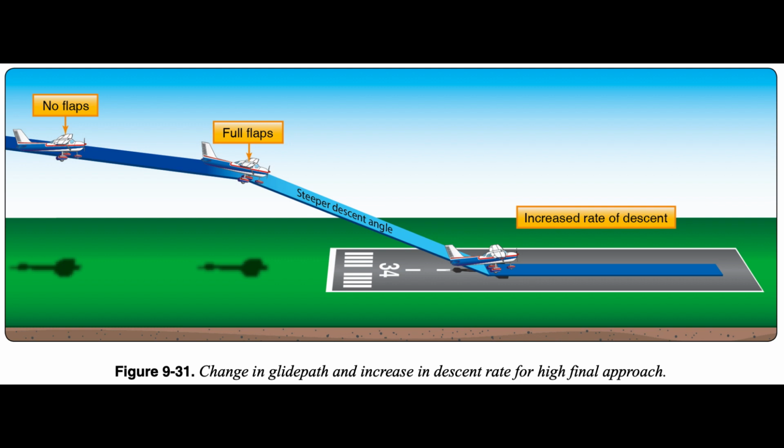Therefore, when intercepting the proper approach path from above, the pilot adjusts the power as required to maintain a stabilized approach. A go-around should be initiated if the sink rate becomes excessive.